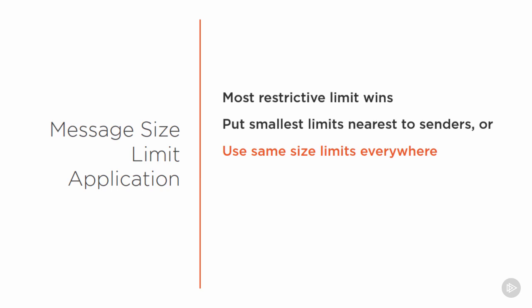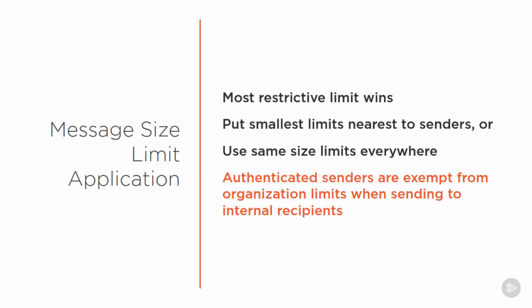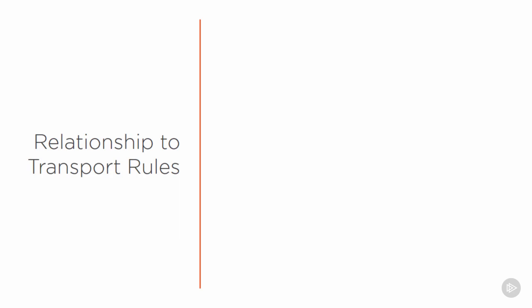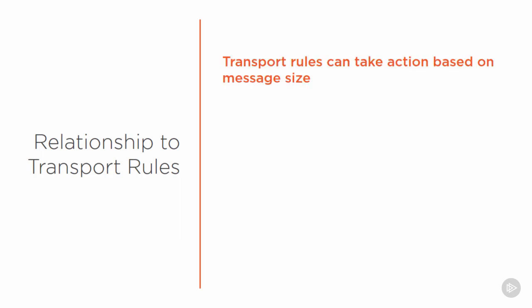However, authenticated senders can have a higher limit configured if you wish, but it will only work for sending to other internal recipients. This is useful if you have a system mailbox that needs to accept very large data files for automatic processing. Message size limits relate to transport rules because transport rules can take action based on the message size or the size of individual attachments. This provides much more granular control.